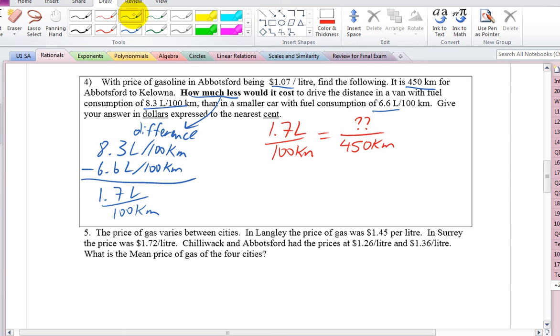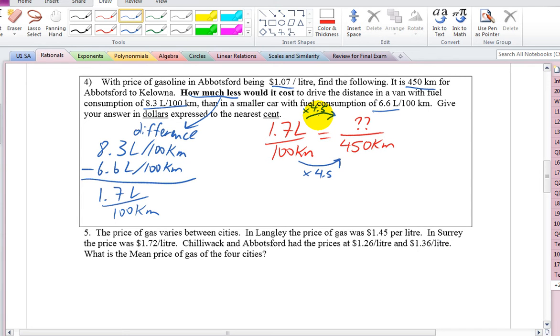Well, an equivalent fraction can help us. What will we do to 100 to get 450? Taylor? You're right, times it by 4.5. So the equivalent fraction idea means we have to do the same thing to the top. Okay. Sometimes writing equivalent fractions can really help us.